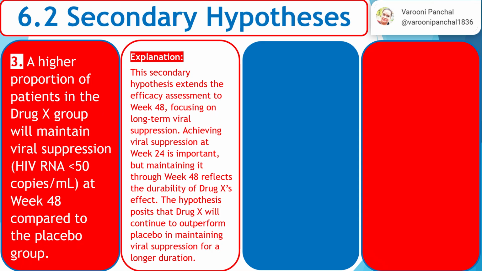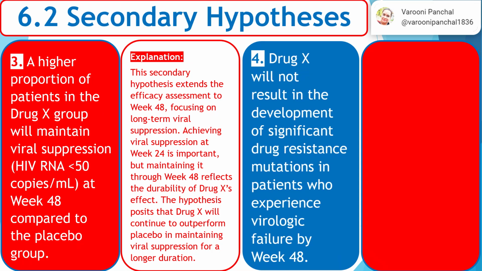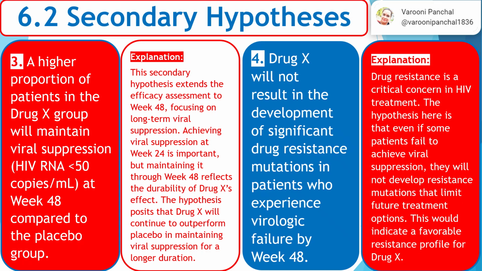Number 4. Drug X will not result in the development of significant drug resistance mutations in patients who experience virologic failure by week 48. Explanation. Drug resistance is a critical concern in HIV treatment. The hypothesis here is that even if some patients fail to achieve viral suppression, they will not develop resistance mutations that limit future treatment options. This would indicate a favorable resistance profile for Drug X.